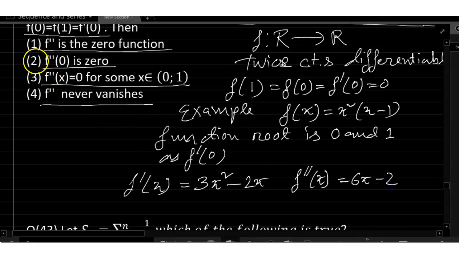So if we put 0 in f double dash, I discard it. F double dash is the 0 function, I discard it. F double dash x is equal to 0 for some x belongs to (0, 1), this is accepted, and f double dash never vanishes, this is discarded, because x is equal to 1 by 3 belongs to (0, 1).